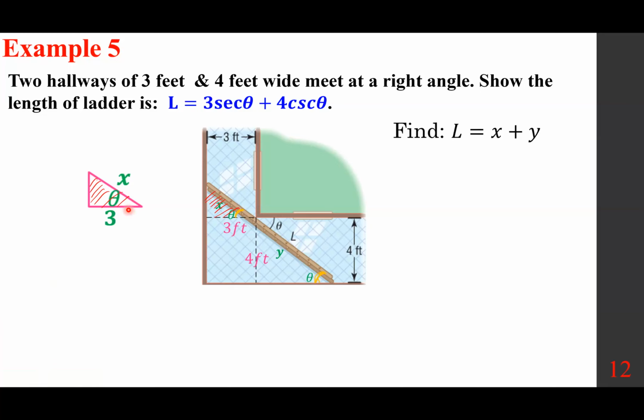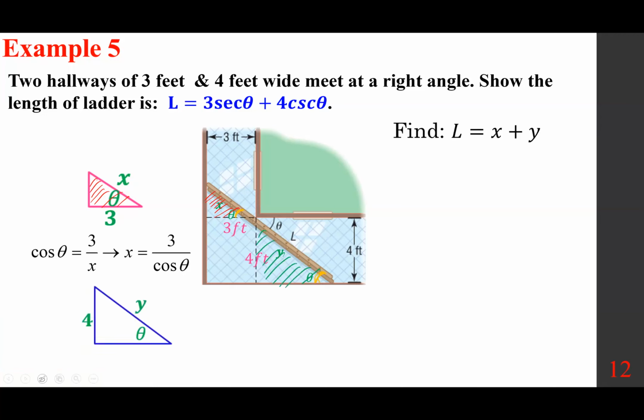Cosine of theta is the adjacent over the hypotenuse, 3 over x. And x is 3 over cosine theta. This one is the larger triangle. This side is 4. This is the angle theta. And this is the side y we want. As you know, sine theta is the opposite over the hypotenuse. So sine theta is 4 over y. Therefore, y becomes 4 over sine theta.